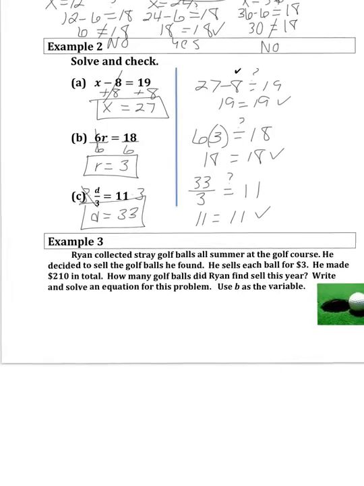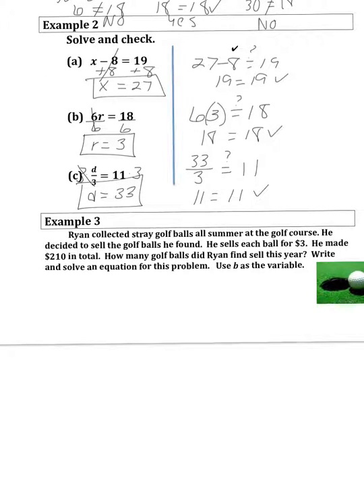Let's read through it, and then we're going to write an equation and solve. So Ryan collected stray golf balls all summer at the golf course. He decided to sell the golf balls he found. He sells each ball for $3. He made $210 in total. How many golf balls did Ryan find and sell this year? Write and solve an equation for this problem and use B as the variable.